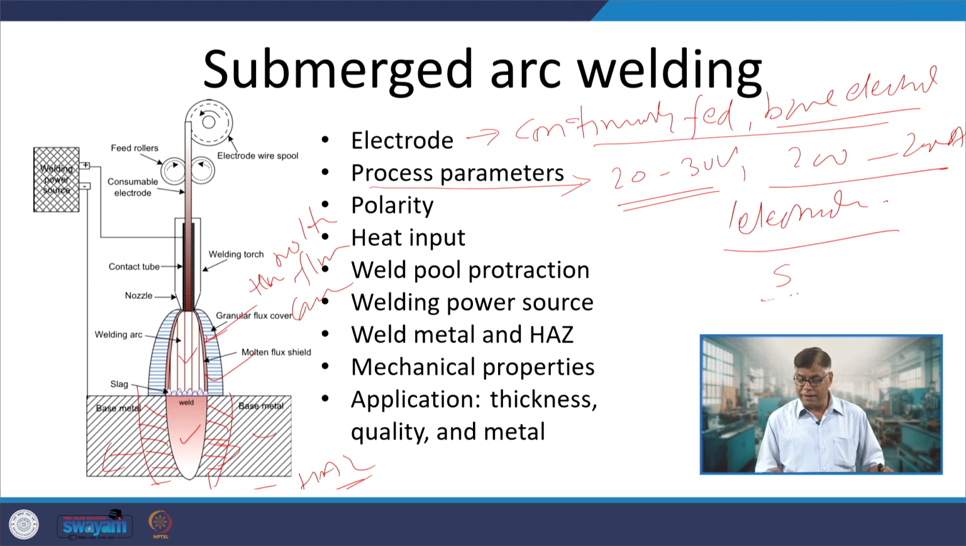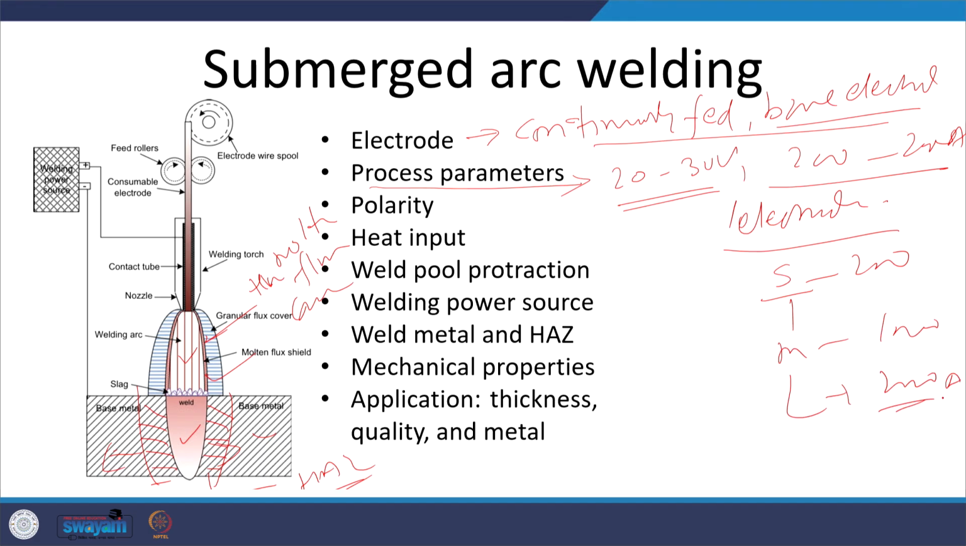For a small diameter, the current is lower; for medium, higher current; and for very large diameter it can be as high as 2000 to 3000 ampere. Because if we supply very high current through a small diameter, then I square R T heating will cause excessive resistance heating, and that will soften the electrode and create difficulty in welding.